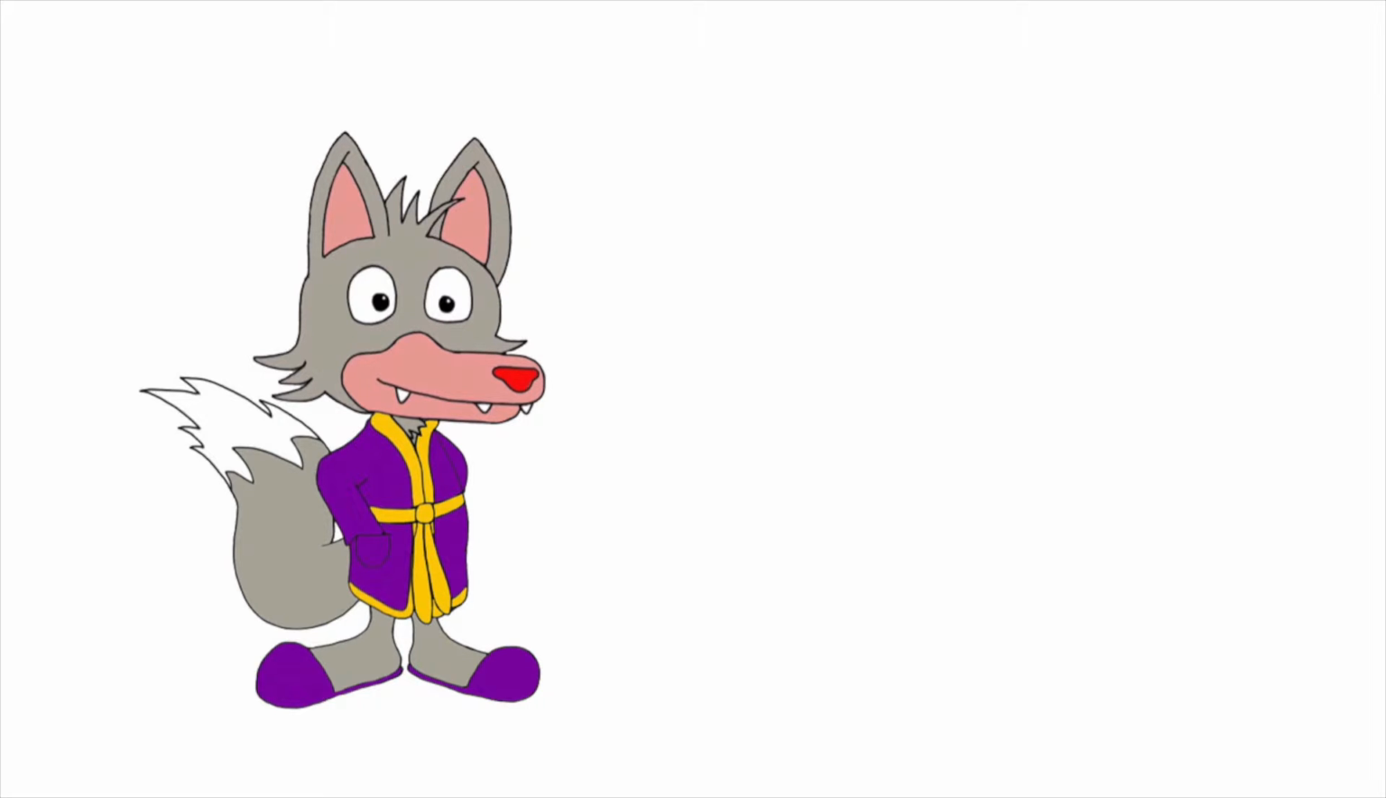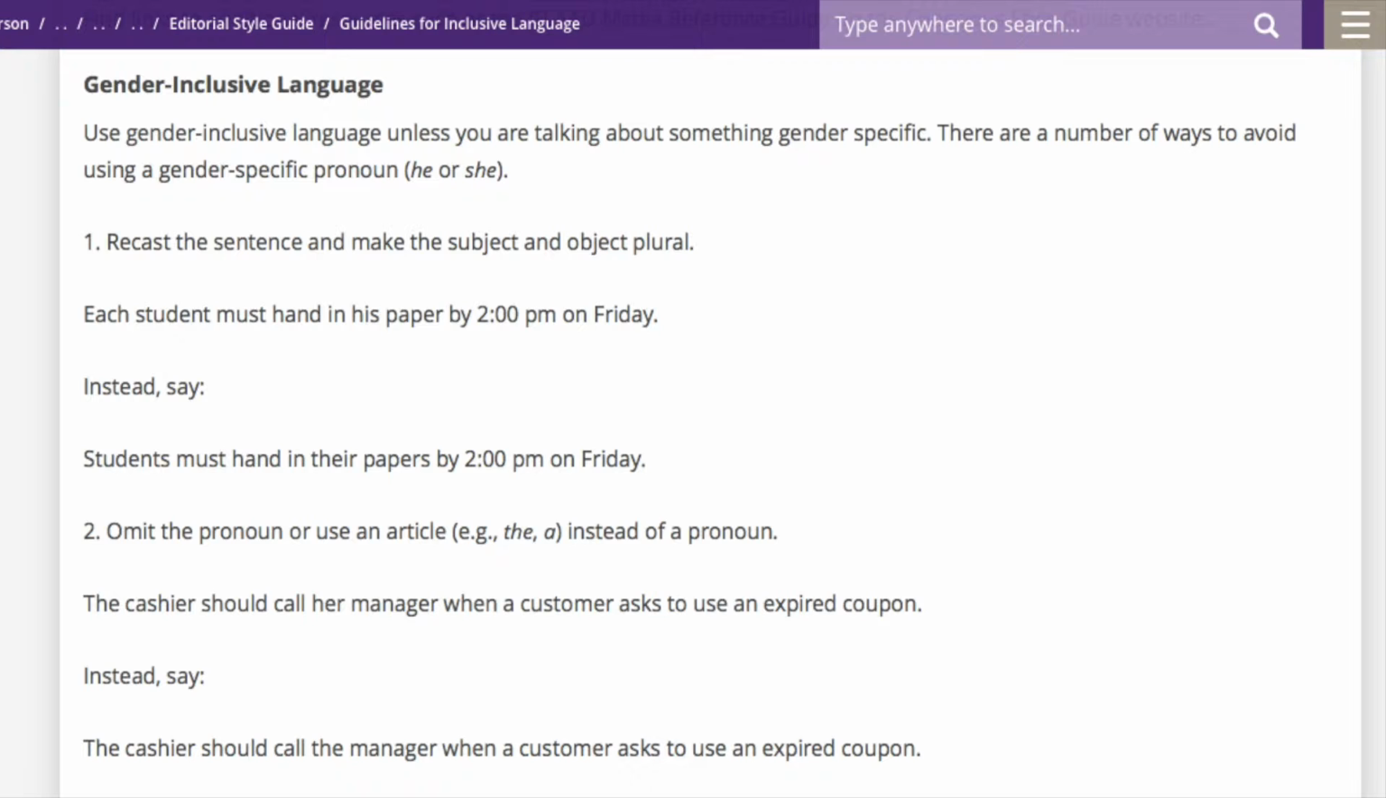What else have we got? Okay, here we go, yeah. Gender-inclusive language. This should be fucking good. Use gender-inclusive language unless you are talking about something gender-specific. There are a number of ways to avoid using a gender-specific pronoun, he or she. Oh, and ze, dickhead. See, they're tripping up over their own bullshit here.